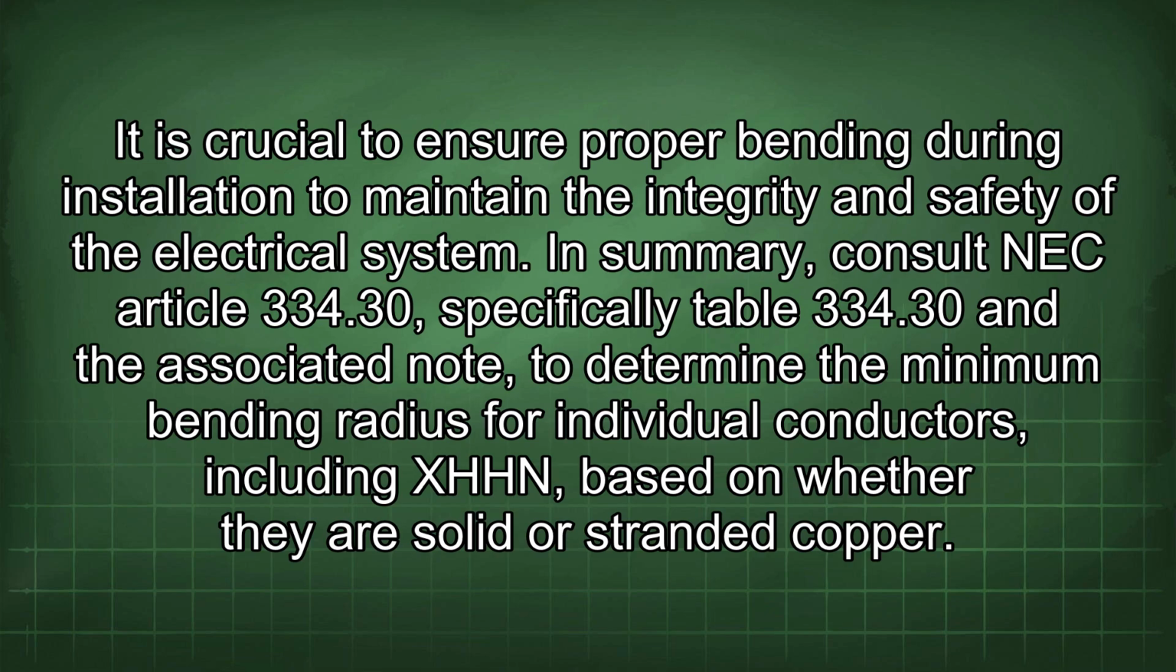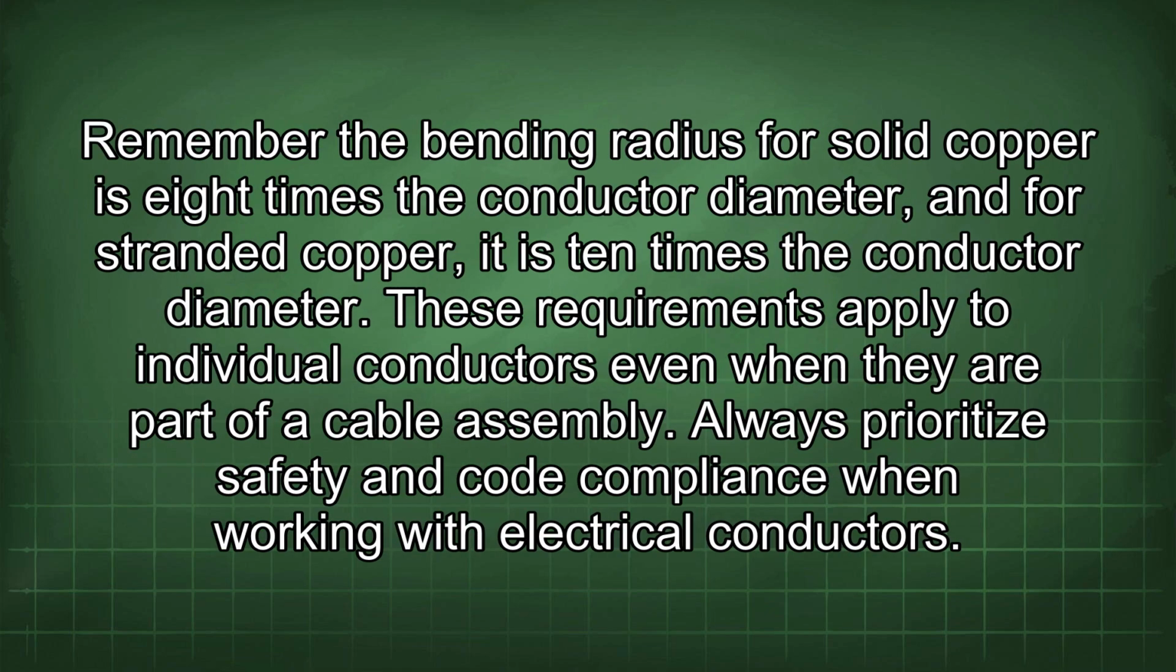In summary, consult NEC Article 334.30, specifically Table 334.30 and the associated notes, to determine the minimum bending radius for individual conductors, including XHHN, based on whether they are solid or stranded copper. Remember, the bending radius for solid copper is 8 times the conductor diameter, and for stranded copper, it is 10 times the conductor diameter. These requirements apply to individual conductors even when they are part of a cable assembly.